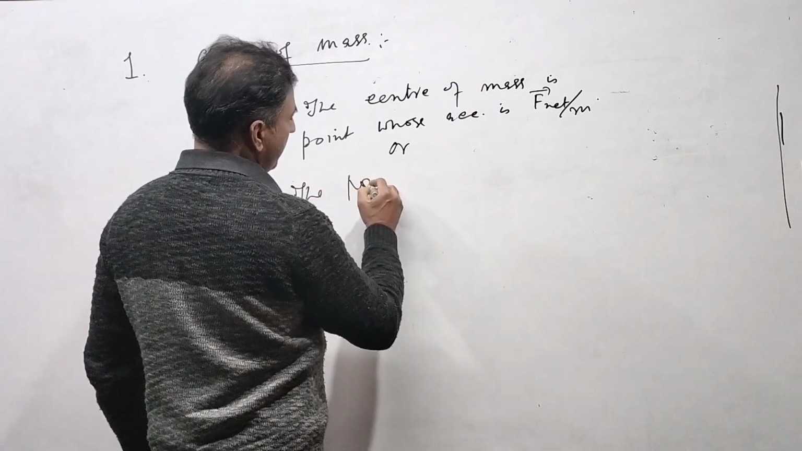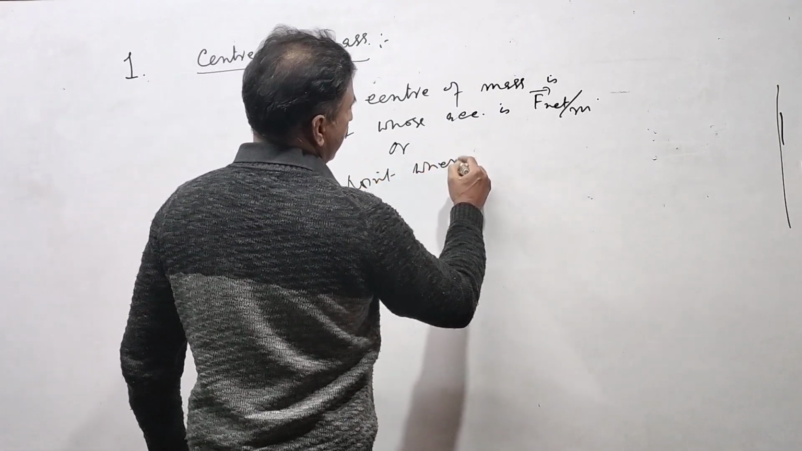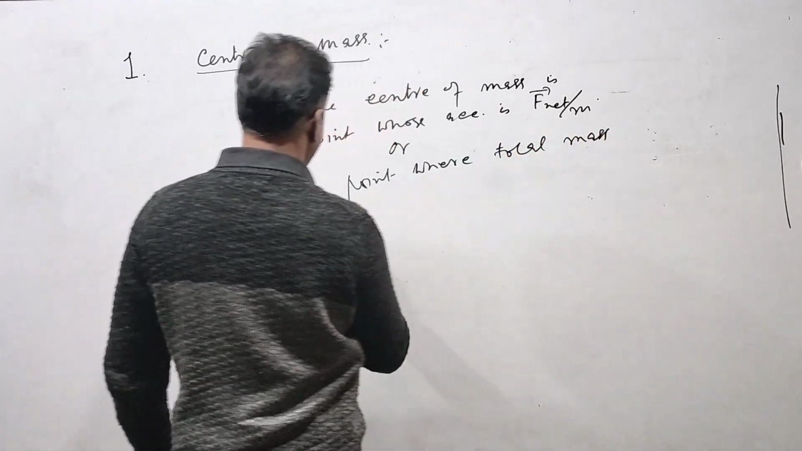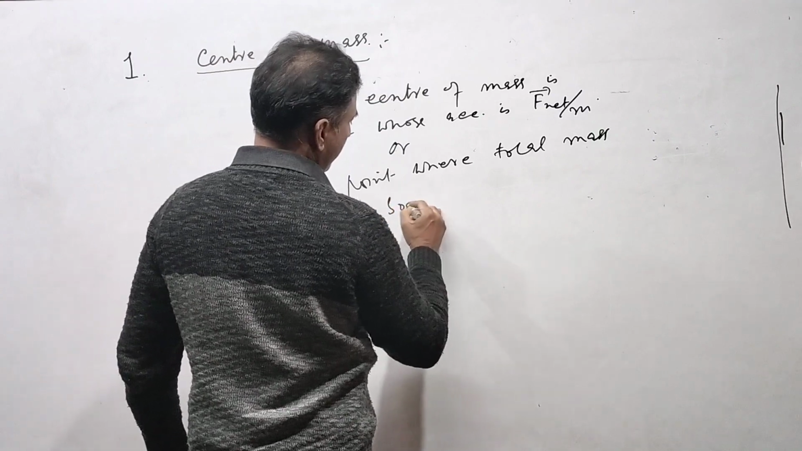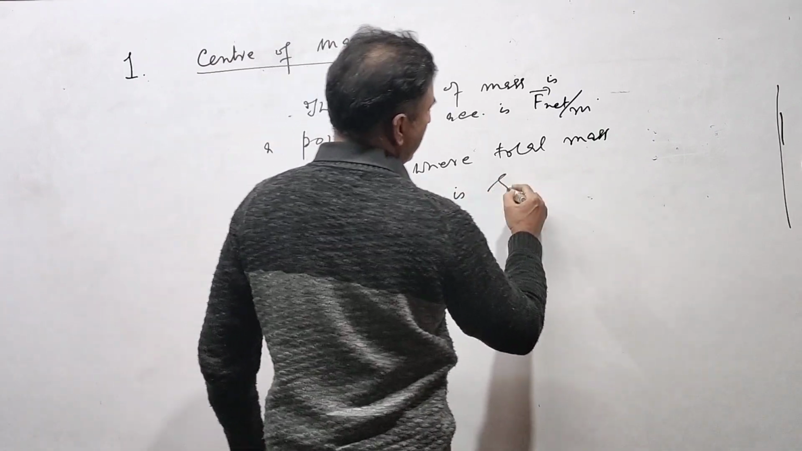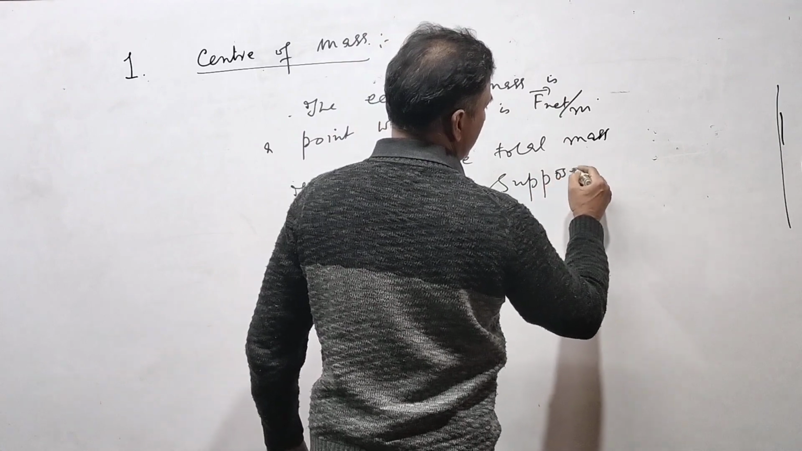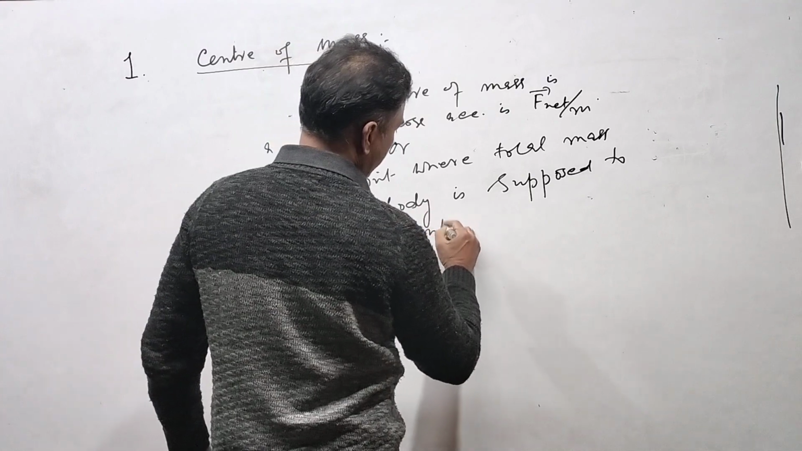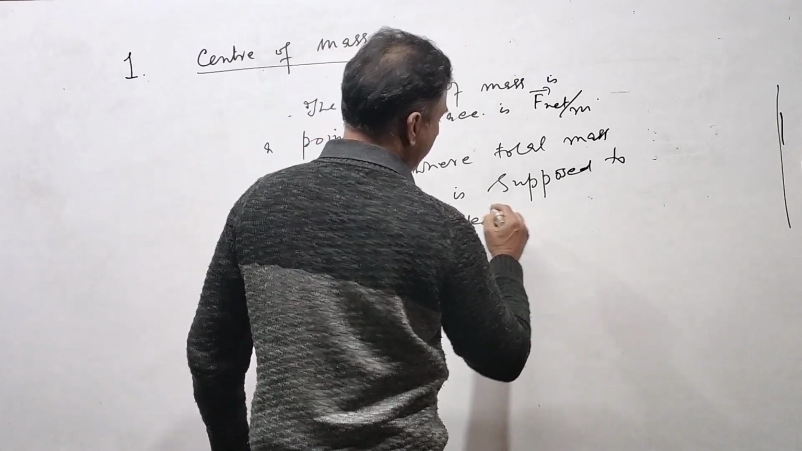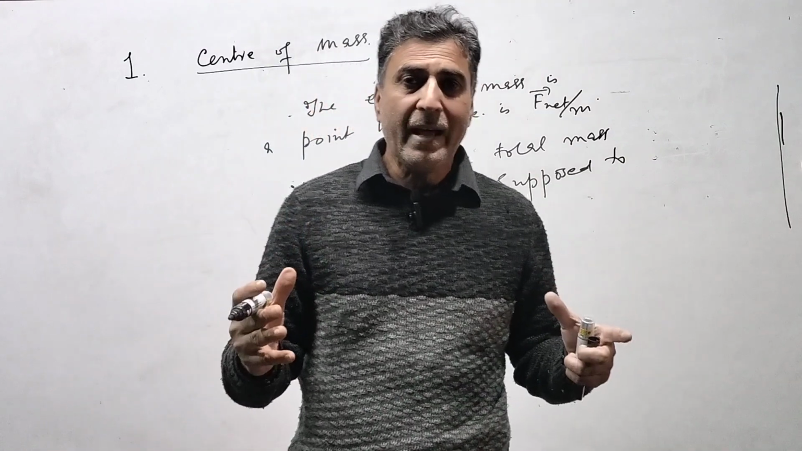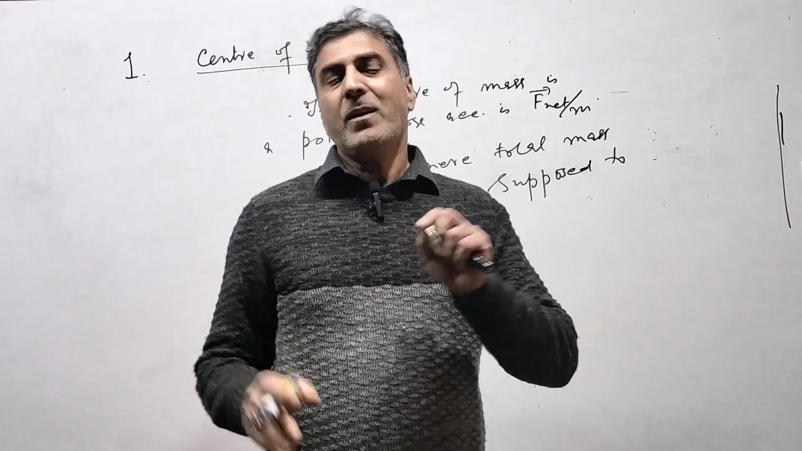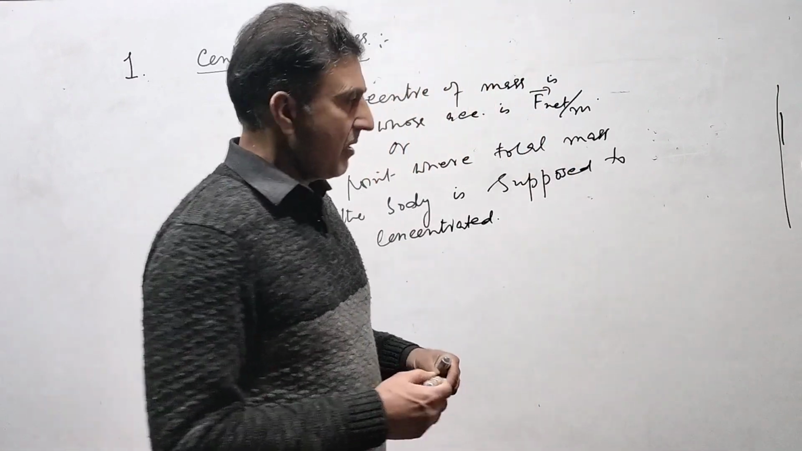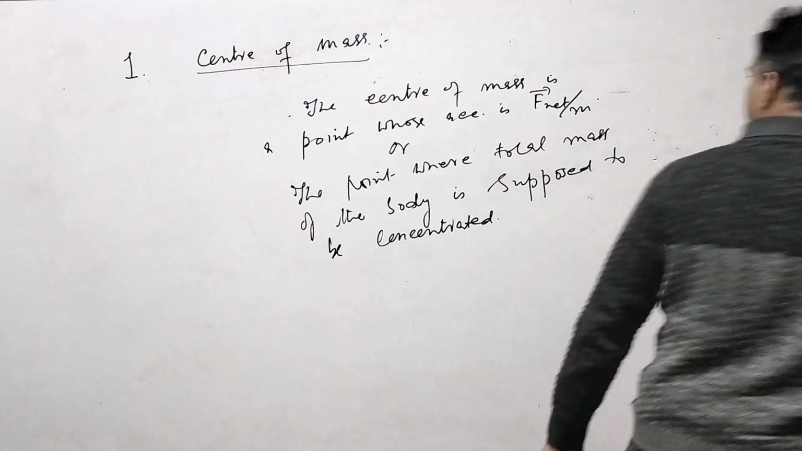The point where total mass of the body is supposed to be concentrated. मतलब बॉडी का बिहेवियर कुछ ऐसा होता है जैसे सारा का सारा मास एक खास पॉइंट पर कंसंट्रेटेड है, जिस पॉइंट को हम कहते हैं सेंटर ऑफ मास। ओके, दिस इज द डेफिनेशन ऑफ सेंटर ऑफ मास.